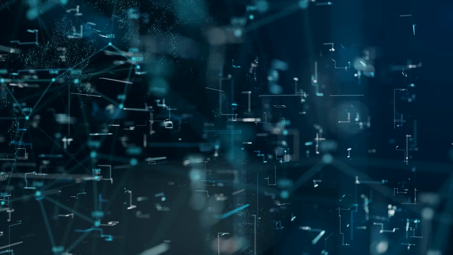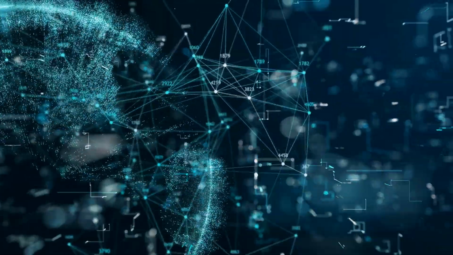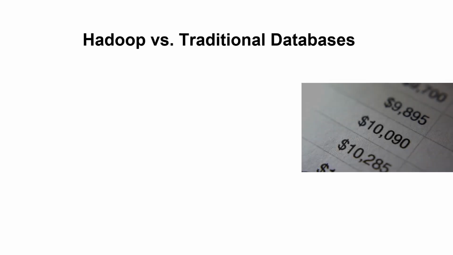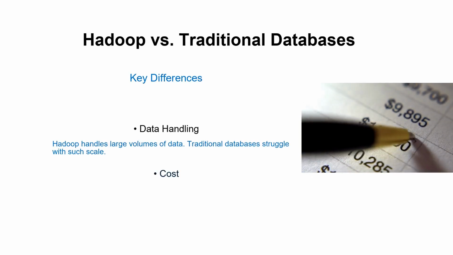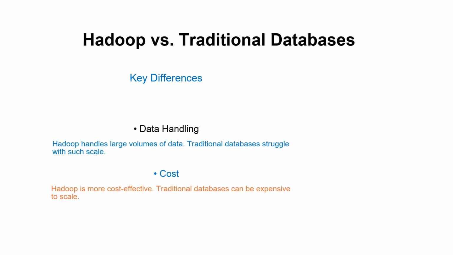Hadoop is used across various industries, from finance to healthcare. Its ability to analyze large datasets helps organizations make data-driven decisions. When comparing Hadoop to traditional databases, we see key differences. Hadoop excels in handling large volumes of data, while traditional databases may struggle with scalability and cost.